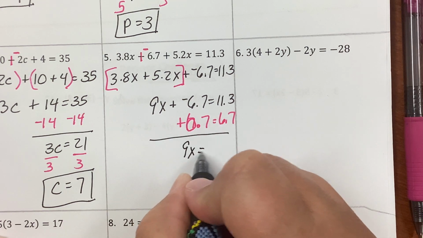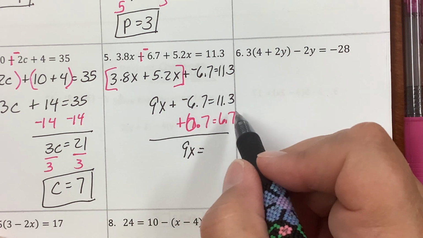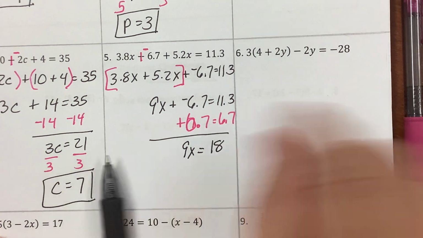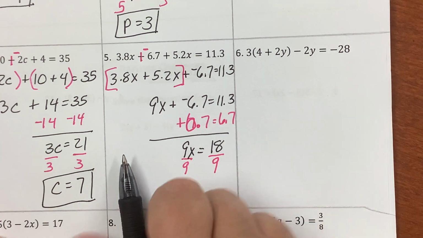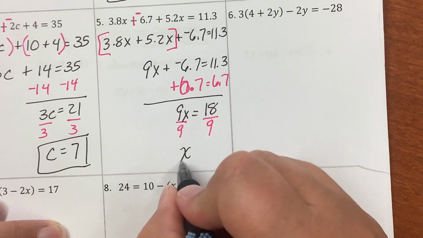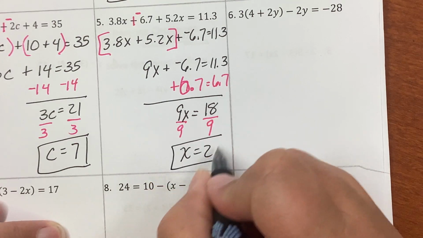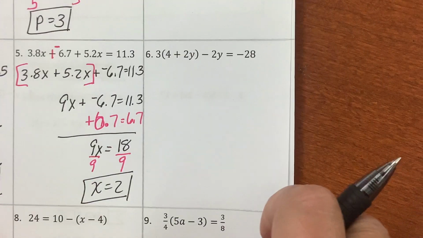9x equals, let's see, 12, 18. Divide both sides by 9. And x equals 2. Put a box around it. It's beautiful. Okay, last one on this row.